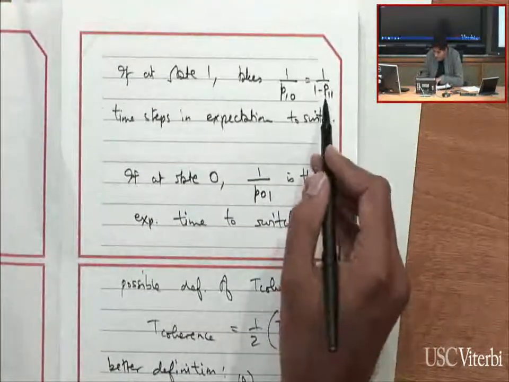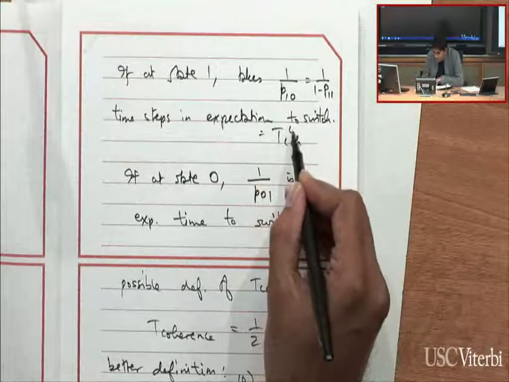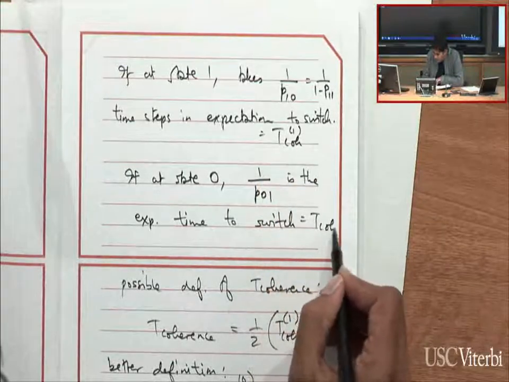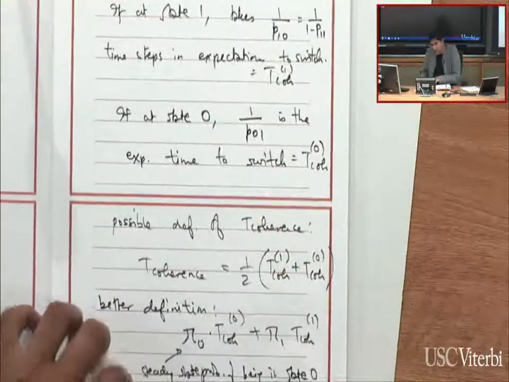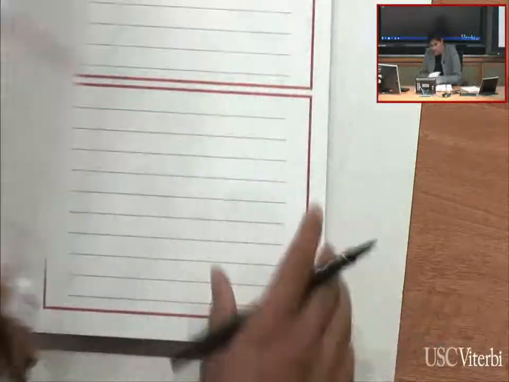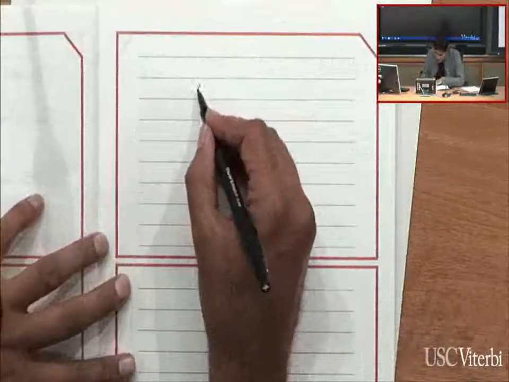So this quantity over here is what we're calling T coherence for 1. This is what we're calling T coherence for 0. What are these two numbers, pi 0 and pi 1? So let's go back to our Markov chain.